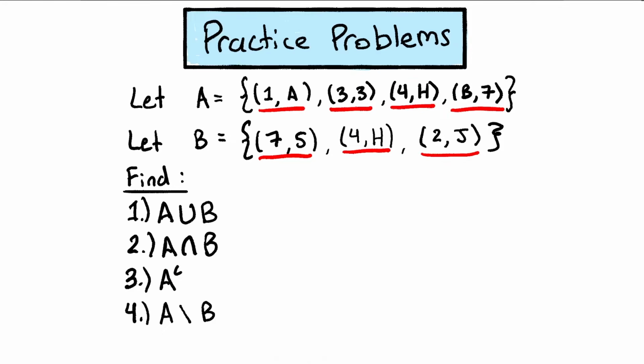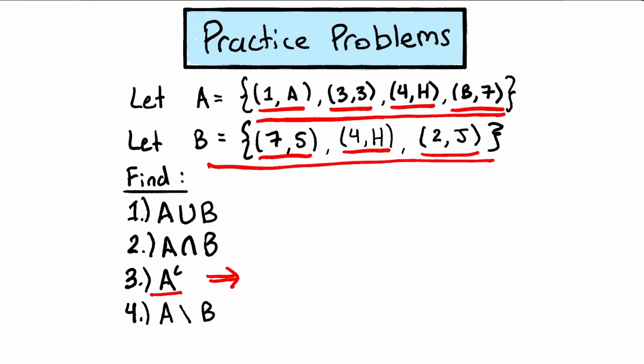Now let's look at A complement. A complement, remember, is all the terms in our sample space that are not included in A. So what's included in A are these four terms right here. So everything that's not included in A are the parts of B that are not overlapping with A. So A complement is 7, 5, and 2J.